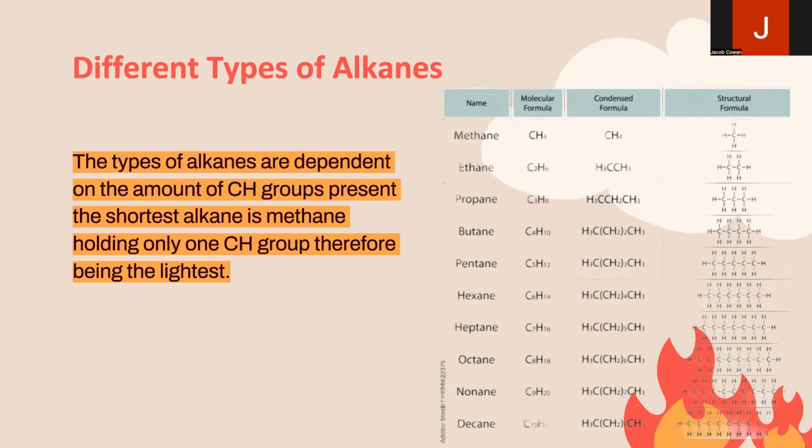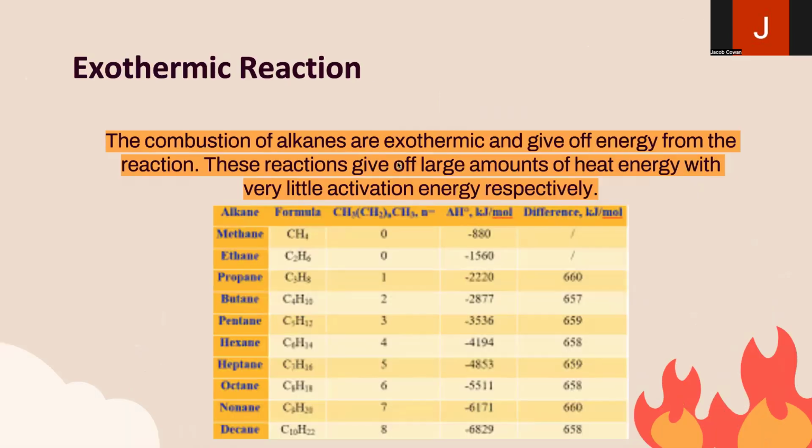The shortest alkane is methane, and it's only holding one CH group, so therefore it's the lightest. And we'll talk about that in a couple of minutes, but the atomic weight of these really matters in the combustion. So if you look, these are all the alkanes, methane down to decane. Again, adding more carbons, so 10 carbons on here, one carbon up here.